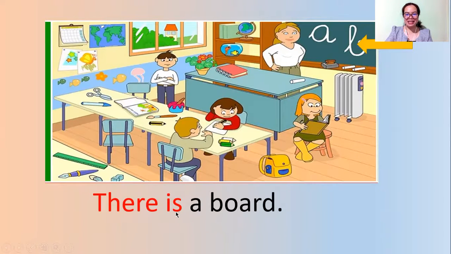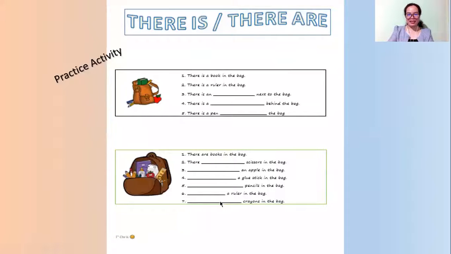So there is means singular. Again, we are going to use there are if our noun is plural. Plural means more than one. We are going to use there is if our noun is singular. Singular means only one. Okay, so it's time for your practice activity.